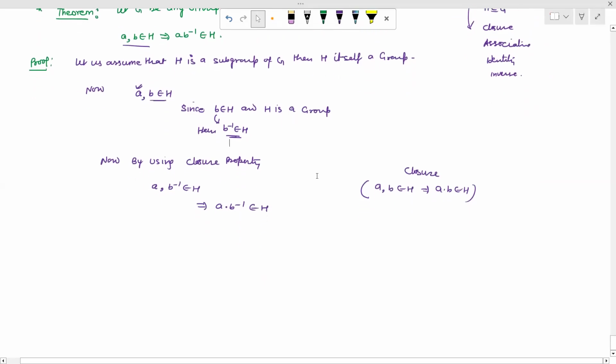So this is the first part. We consider the necessary and sufficient conditions. So this is the necessary part. Now we move to the converse proof of this theorem.